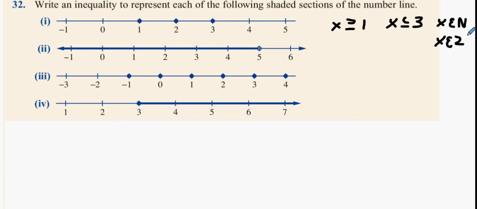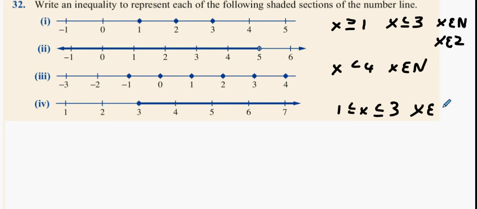Did anybody else have another answer, but it's also correct? Yes? You can do x is less than 4. X less than or equal to 4, yeah? Less than 4. Oh sorry, my fault. X less than 4, yeah? X element N, yeah, that's also a valid answer. Charlie? 1 is less than or equal to x is less than or equal to 3, yeah, that'll work. All the numbers between 1 and 3, x element N or Z, yeah? Great.